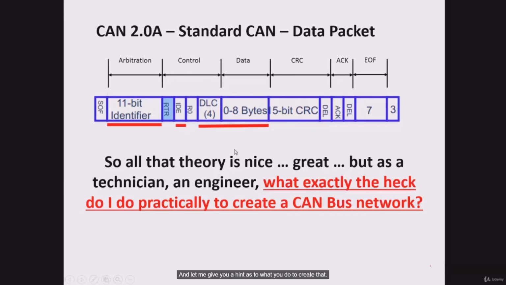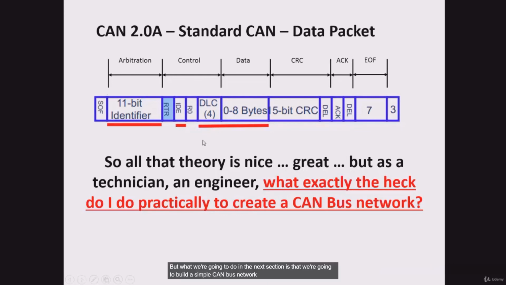And let me give you a hint as to what you do to create that. Notice that these red lines were there throughout the previous lectures. I had these red lines here, but I wasn't mentioning anything. They were just doing nothing. These red lines underneath here represent what fields you have to mess with as an engineer or technician to get a CAN bus network working. You have to specify the message identifiers and the data and some control bits here. Now, usually in the control field here, you don't have to specify anything. Everything is specified.